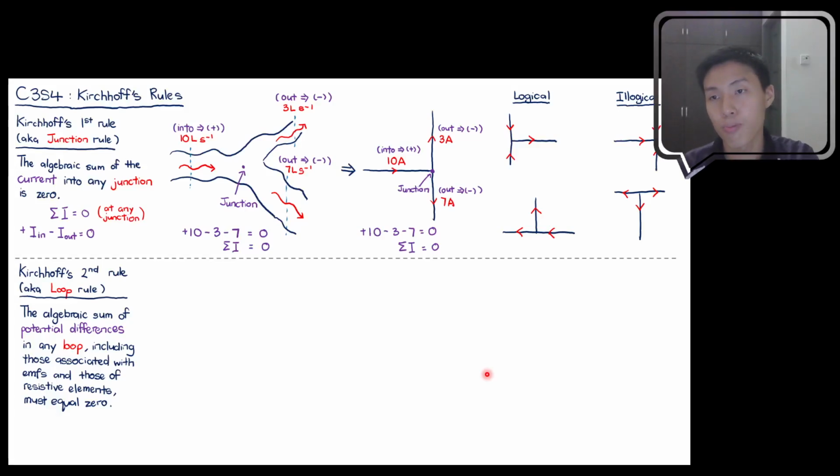Hi everyone, so in the previous video we talked about Kirchhoff's first rule, the junction rule, where the algebraic sum of current into any junction is 0. Now let's move on to Kirchhoff's second rule, which is also known as the loop rule.